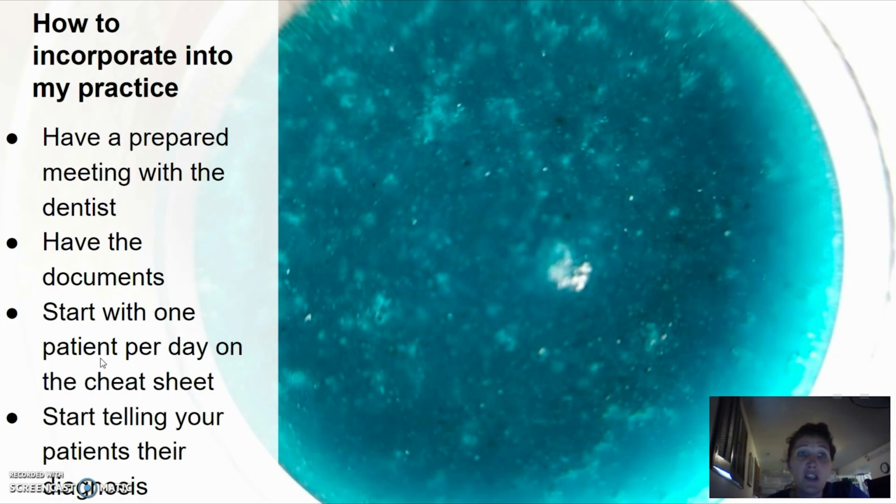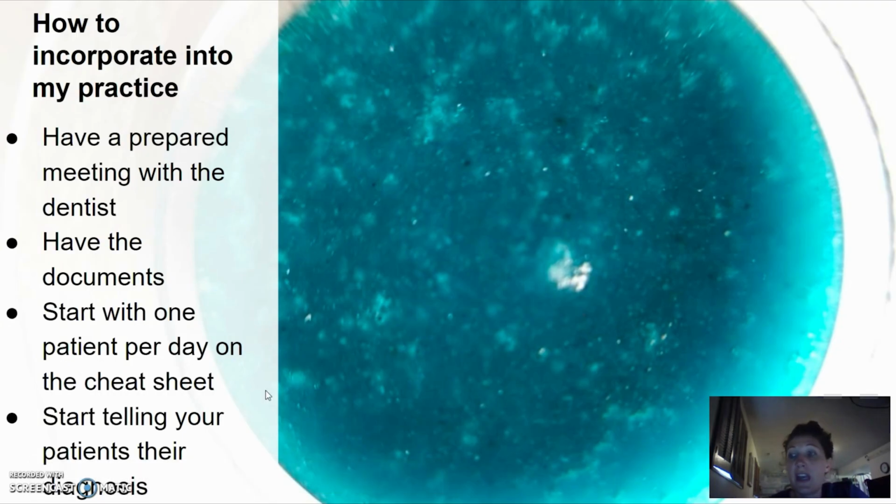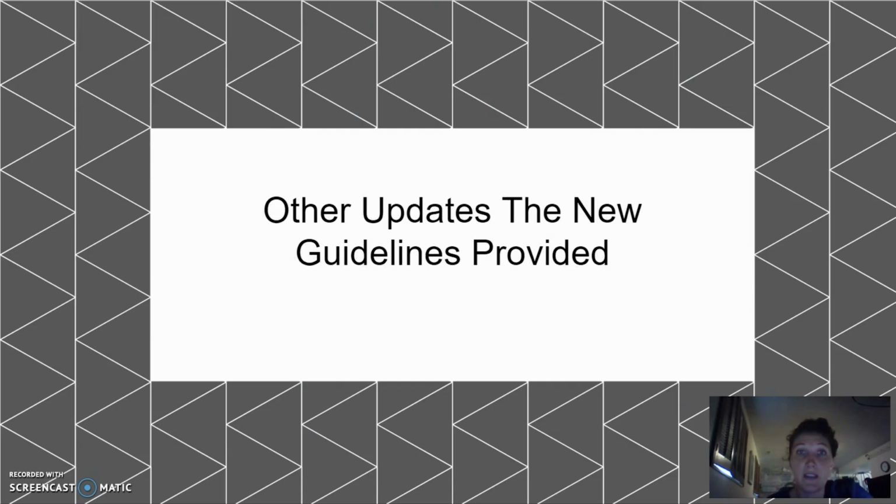Start maybe with one patient per day and use your cheat sheet, and then build up as you practice that. Maybe do some case studies in your own office, maybe in a staff meeting or hygiene meeting. And then start telling your patients their diagnosis. It's no longer, you have a little bit of perio, we need to do a deeper cleaning. It's, you have periodontitis, the stage is 2. We need to do a therapy on your gums where we go in and clean out the bacteria and the biofilm so that this cannot progress.